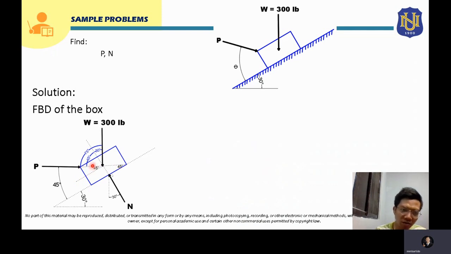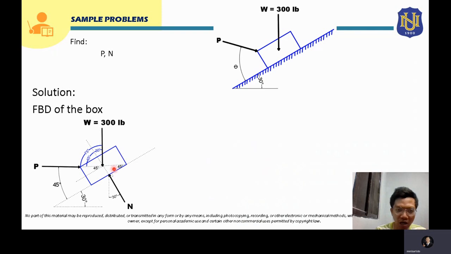If this is 45 degrees here, as we know that this is 90 degrees, so this line and this line have a 90 degrees angle. If this is 45 degrees, this remaining angle is also 45 degrees, since 90 degrees minus 45 degrees is 45 degrees. Now, we need the angle of P either with respect to the x-axis or the y-axis if we are going to use solution 1.